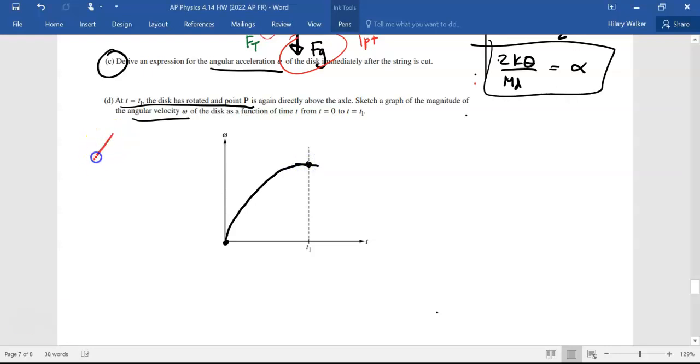Okay, so the rubric for this one is just out of 2 points. So you get 1 point if you identify it starts at angular velocity of zero and that omega increases. And then you get 1 point if you have a concave down graph.